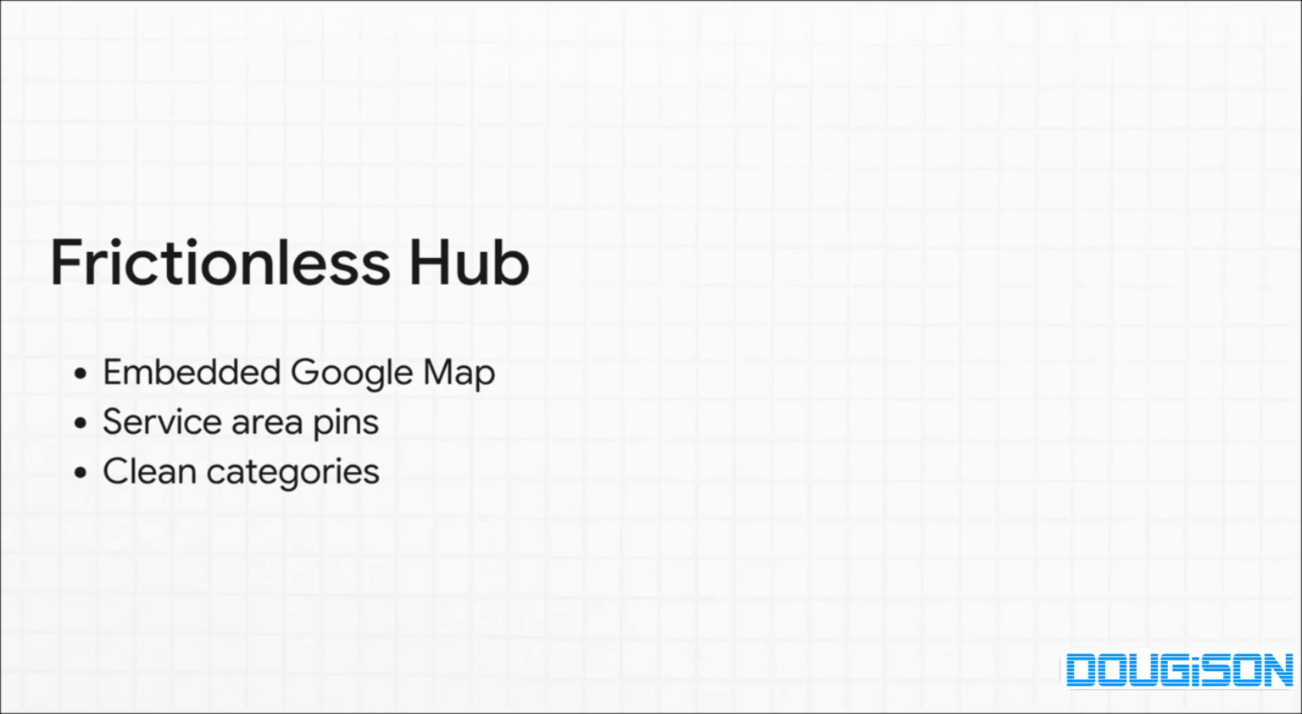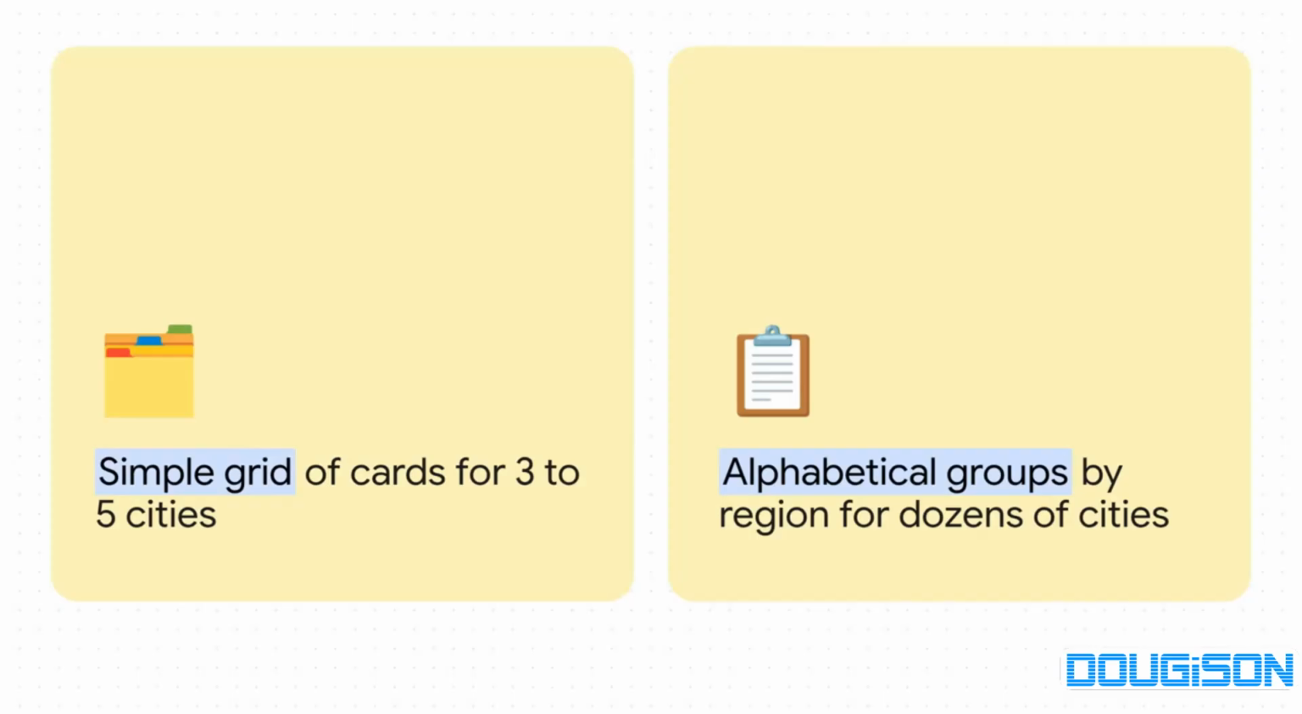Now, your categorization strategy really has to adapt based on the sheer scale of your business. If you only serve, say, 3 to 5 cities, keep it easy. Use a simple grid of visual cards highlighting the city names with clear view location buttons. But if you're targeting dozens of cities across a massive state or region, no way. A simple grid becomes an absolute nightmare for the user. Instead, you've got to categorize those links alphabetically or group them logically by region or county. Think Pinellas County locations versus Hillsborough County locations.